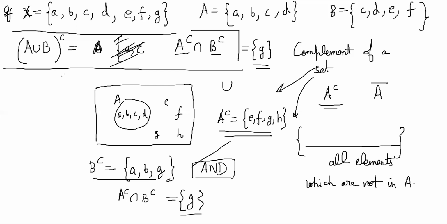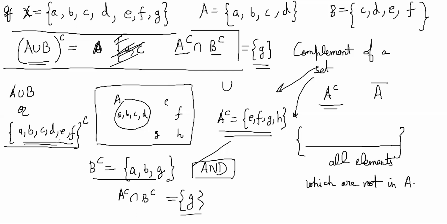Now this side, if you do A union B, what is A union B? Union means or, right? So A, B, C, D, E, F. This is or, and now you take the whole complement. What is there that is not in this? G. That's it, right? So A union B whole complement is G, and it is also the same as A complement intersection B complement. So these are just laws that you need to be familiar with.